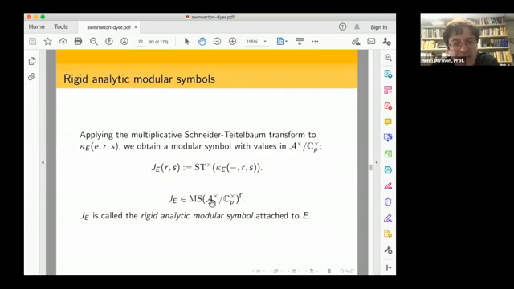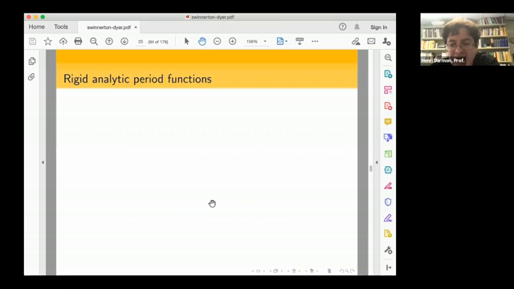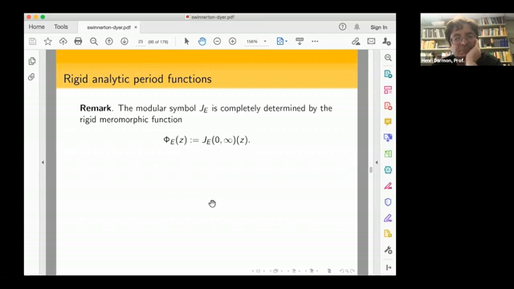So this J sub E is what we call the rigid analytic modular symbol attached to the elliptic curve E of conductor P. And maybe the first inkling that this object has a rich connection with the geometry of the original elliptic curve: well, first we can note that this modular symbol J sub E is completely determined by a single rigid analytic function, which I'll call phi sub E, so phi sub E of Z.